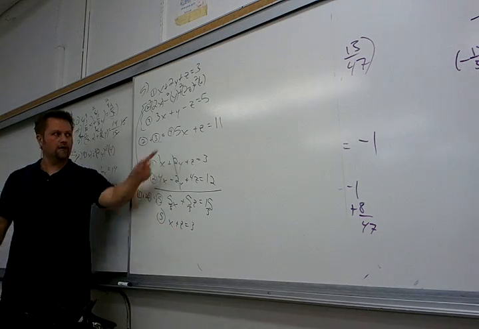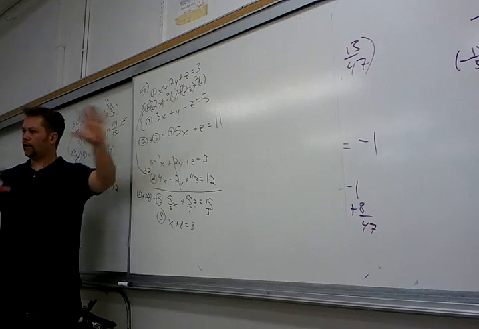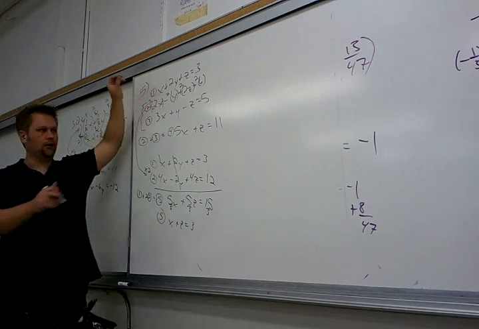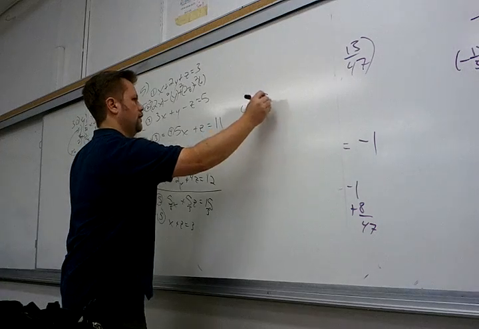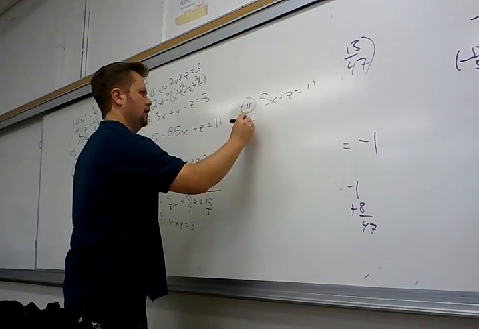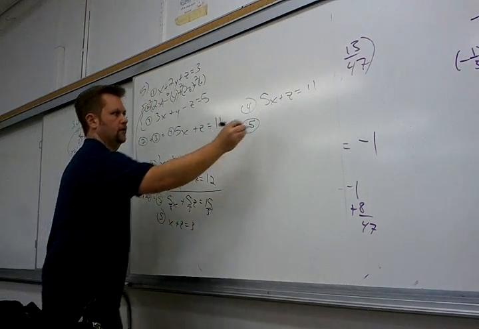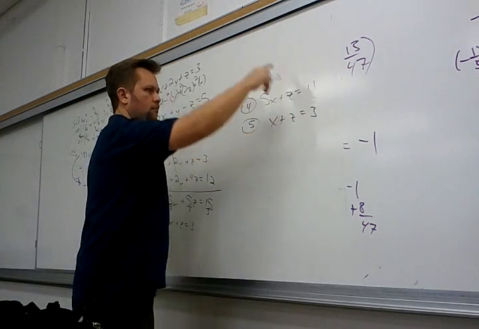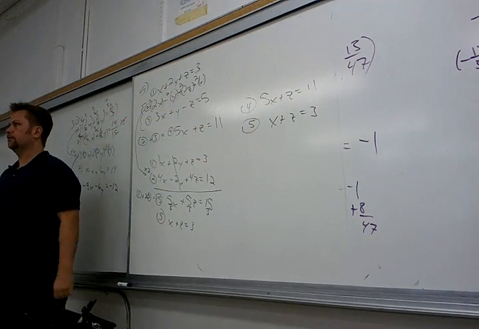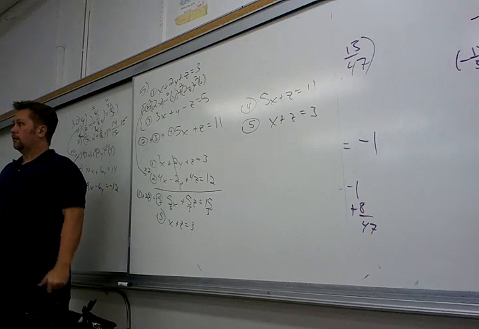So now I've got equation 4 that I reasoned out from what they told me: 5x plus z equals 11. And then I got equation 5: x plus z equals 3. Between those two, can you kill something? Yep. Whatever you want.